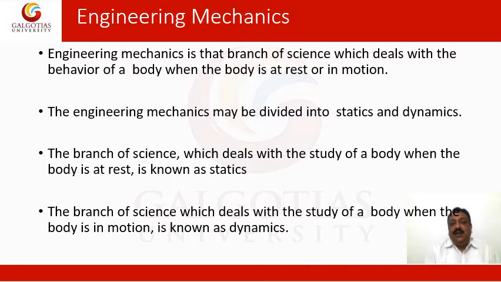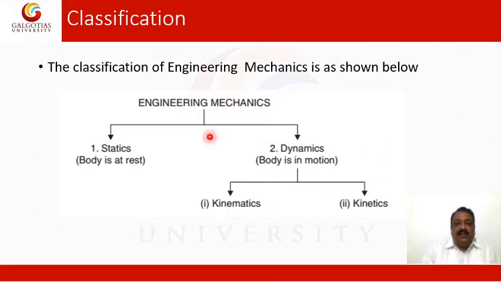So basically we are talking about engineering mechanics and its two divisions, statics and dynamics. If we want a clear graphic picture of this, we will have to visit the next slide, where you see first engineering mechanics, and then it is divided into two parts. One is statics, in which the body is at rest, and number two is dynamics, where the body is in motion. The classification of engineering mechanics which we will be dealing with in this course is shown below.